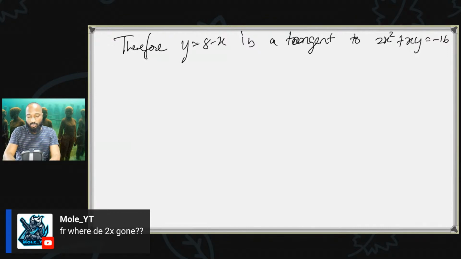Let's just type in this. Y is equal to 8 minus x and 2x squared plus xy, so you can get a little visual on what happened in here. Negative 16.